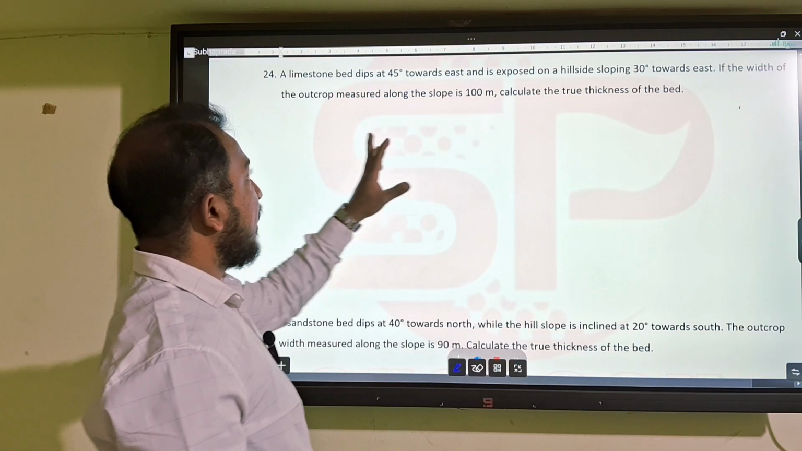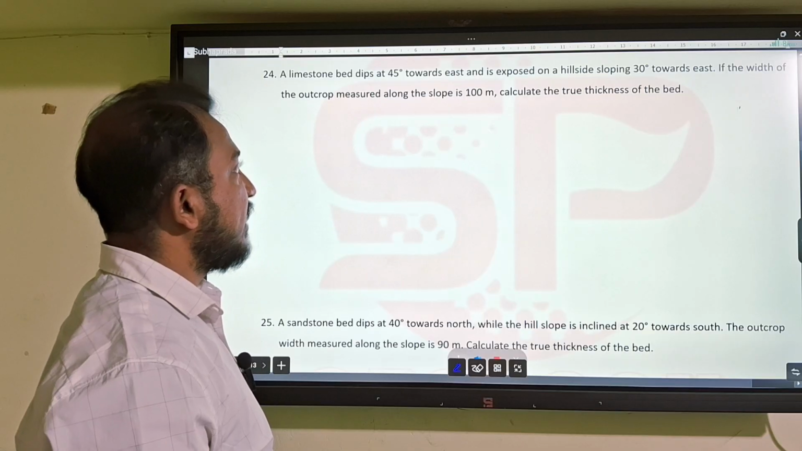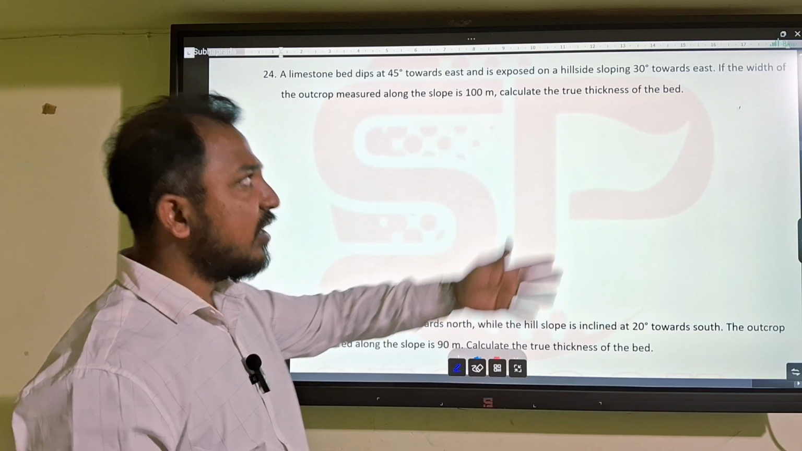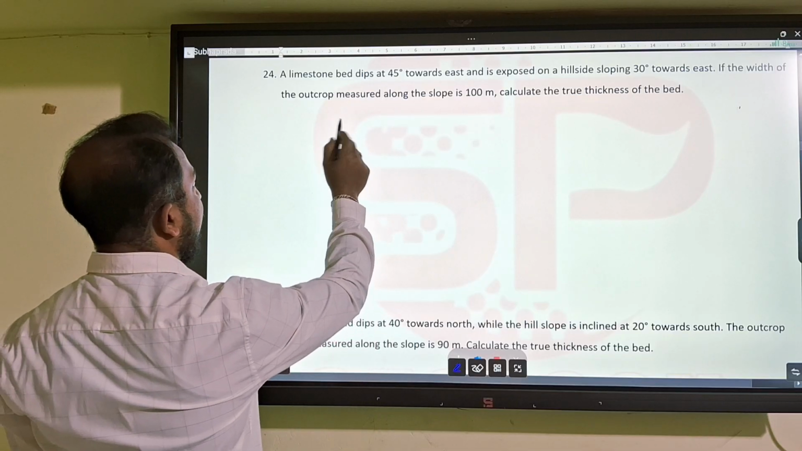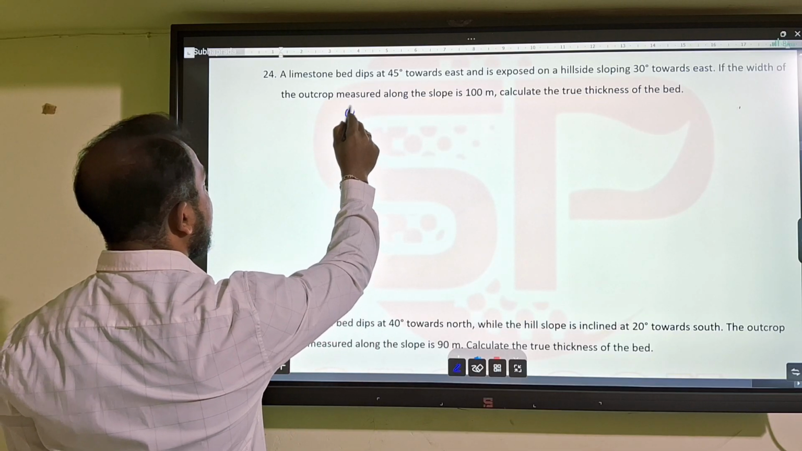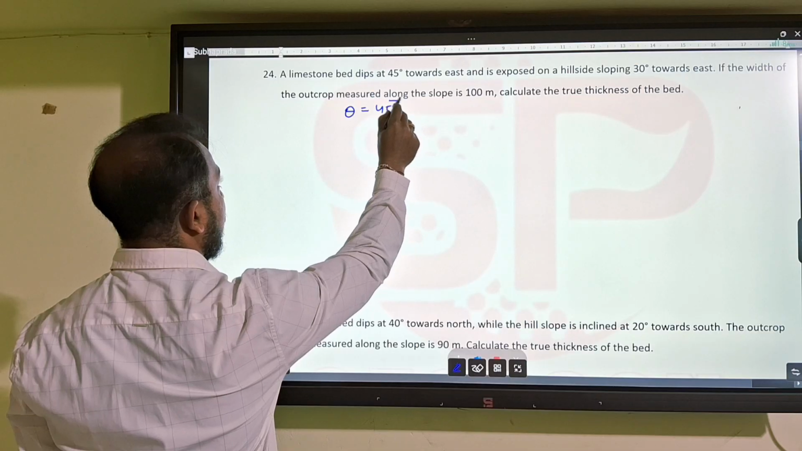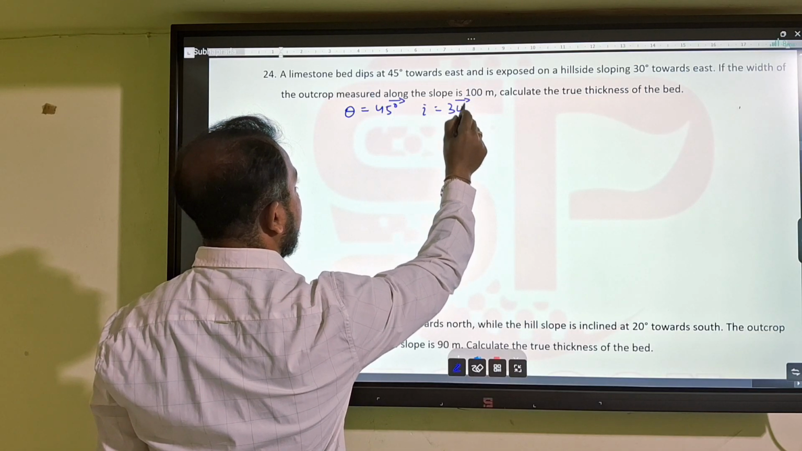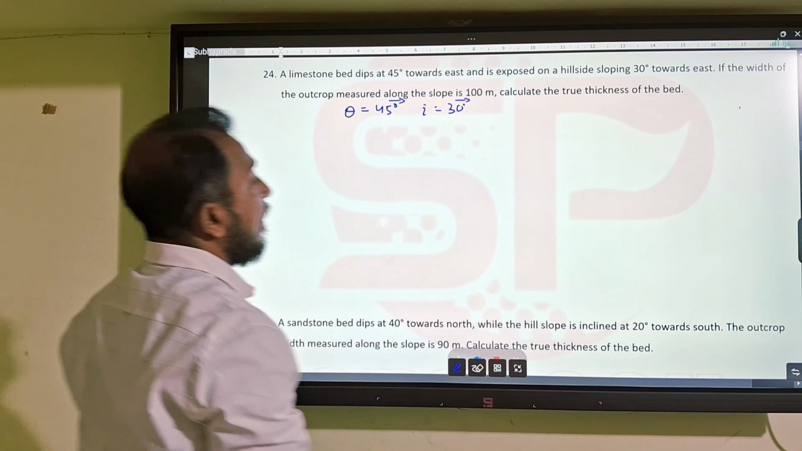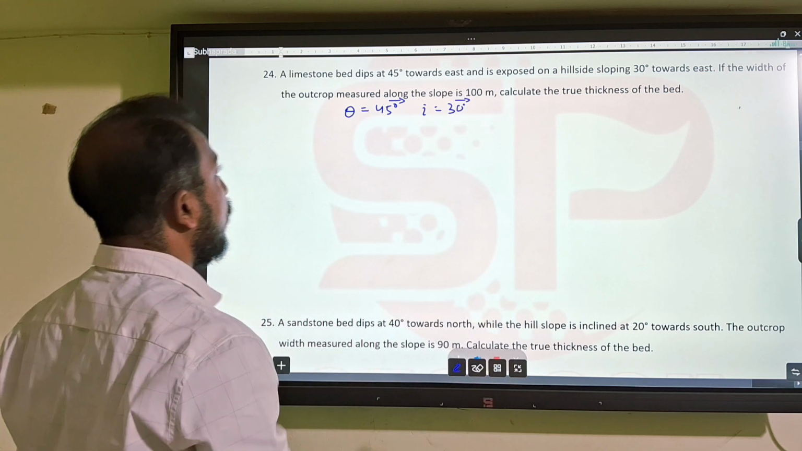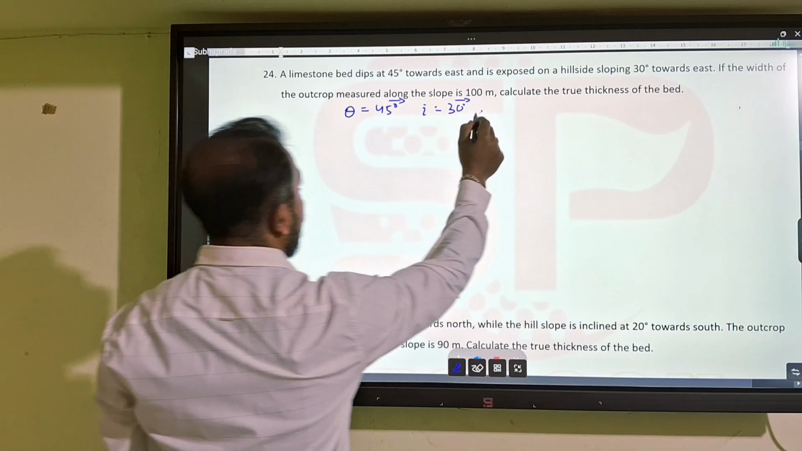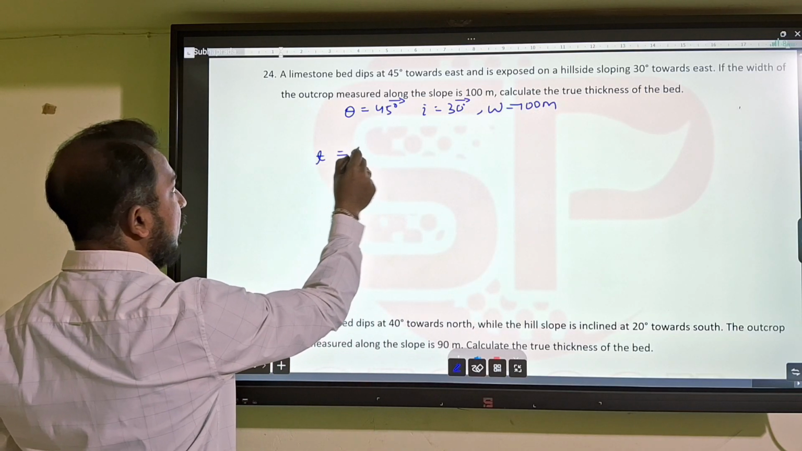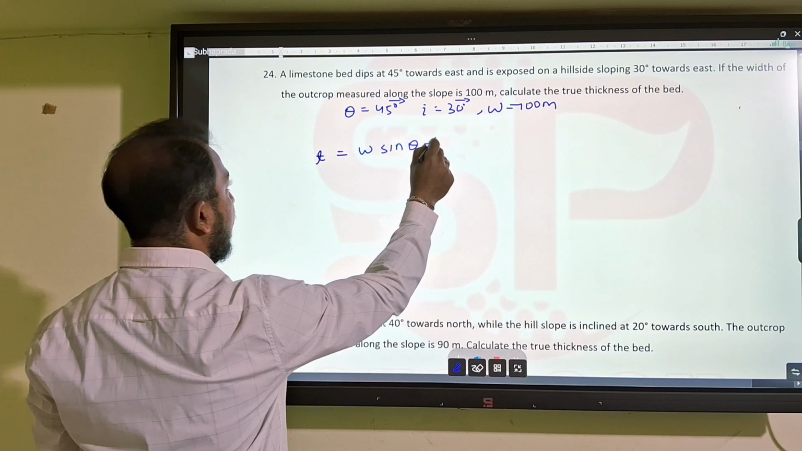Next question: a sandstone bed dips at 45 degrees towards east and is exposed on a hill sloping 30 degrees towards east. Both are dipping in the same direction. So the bed dips 45 degrees towards east, which means theta is 45 degrees. Dipping in the same direction, I equals 30 degrees. If the width of the outcrop measured along the slope is 100 meters, then W is given as 100 meters. So we will calculate the true thickness T equals W sin of theta minus I.